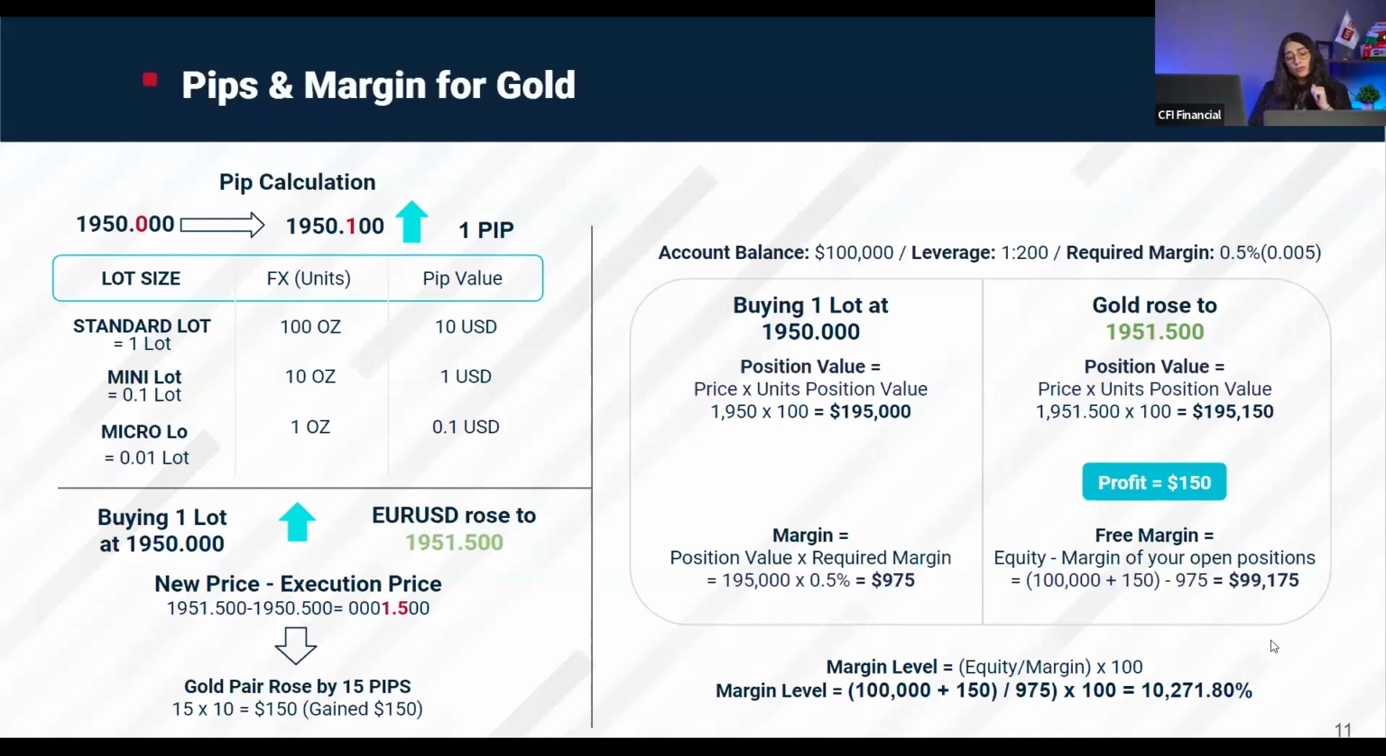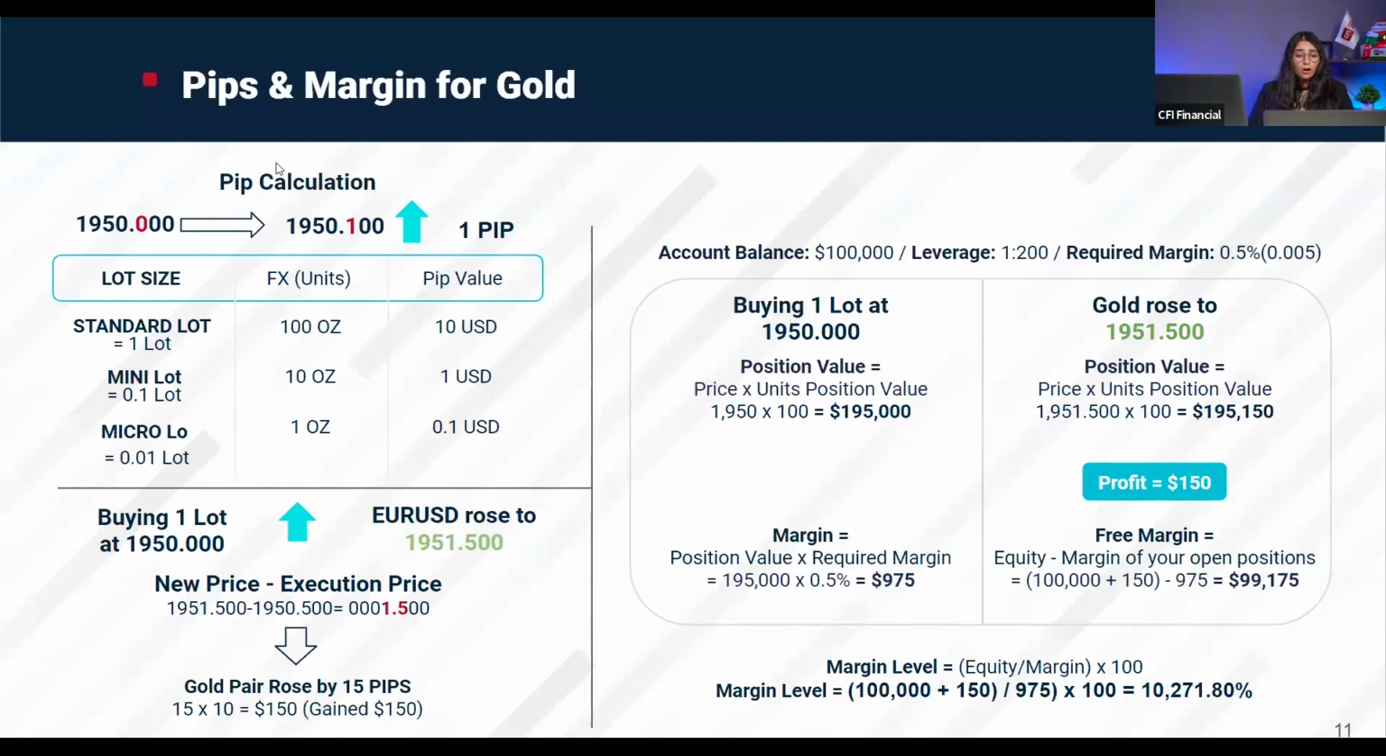And we're going to move on to the margin level. Like I said before, we're going to explain it later on. It's my equity divided by the margin of my open positions, multiplied by 100. So it's 100,000 plus 150 divided by 975 and multiplied by 100. I'm going to get 10,271.80%.